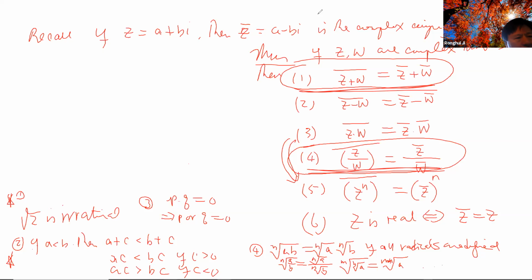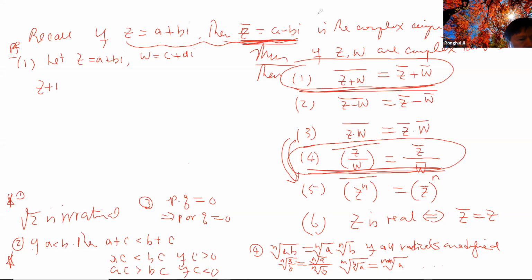So the proof of the first one is this. Remember that your definition of a conjugation has to be in the form of A plus BI. So we're going to let Z equal A plus BI, W equal C plus DI. If you don't write it in this form, then you don't know how to prove it, because this is the definition of the conjugation.